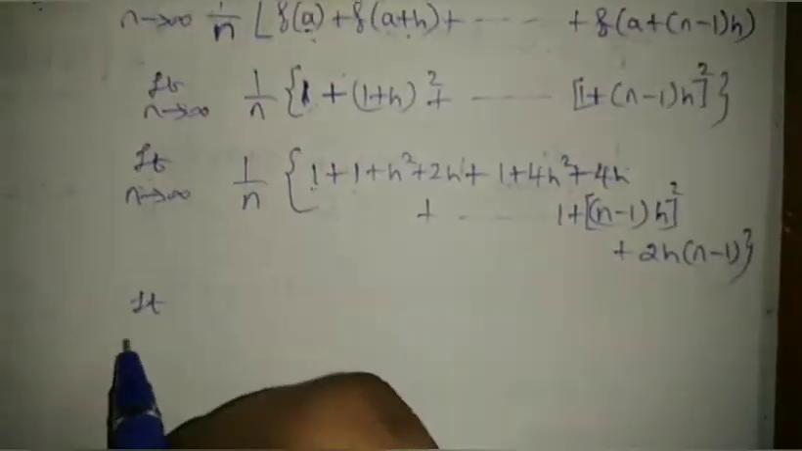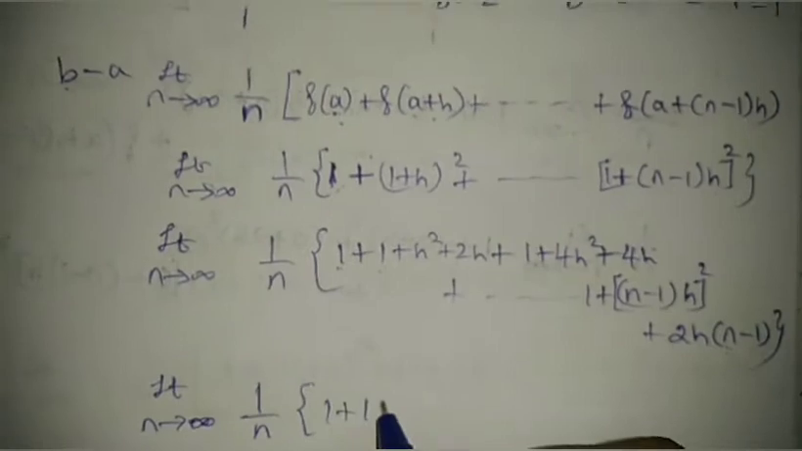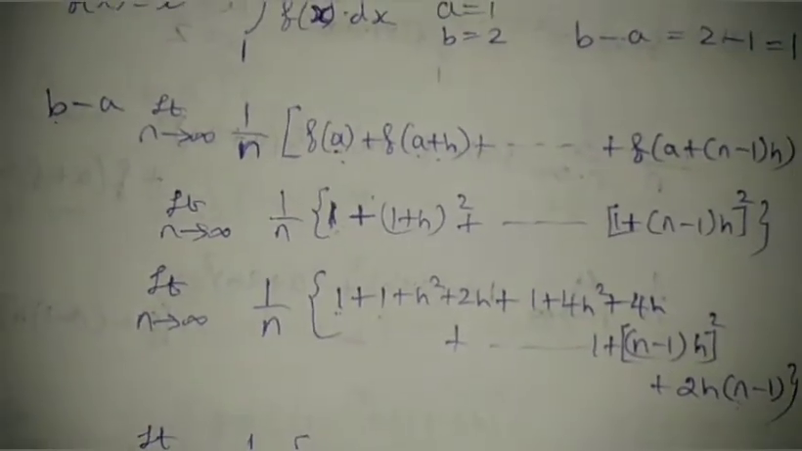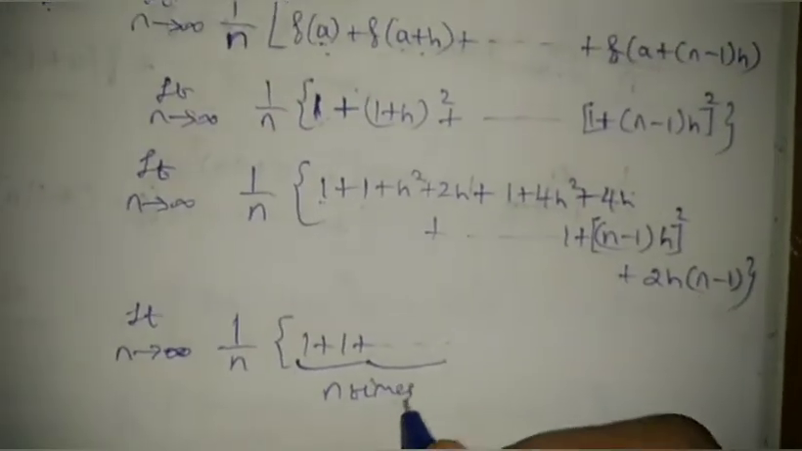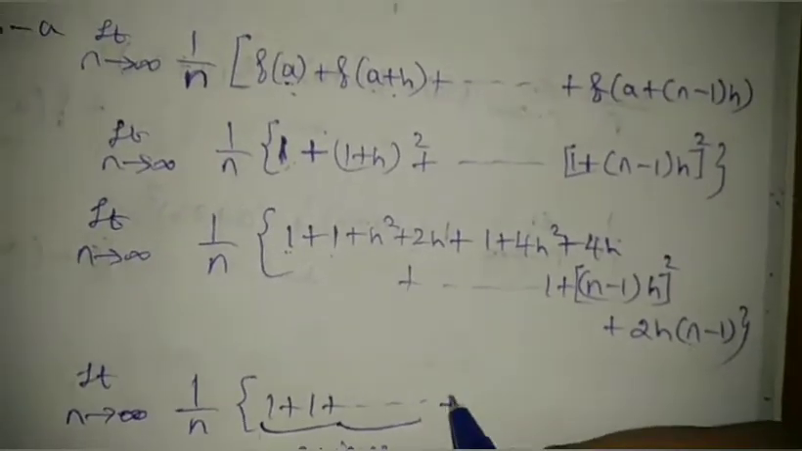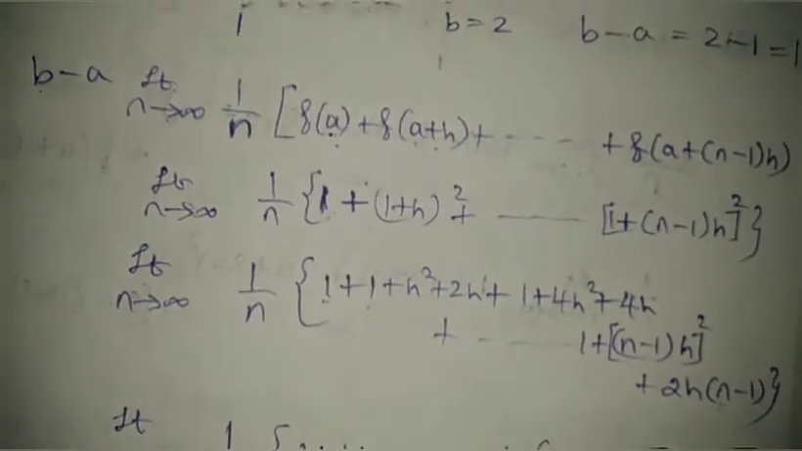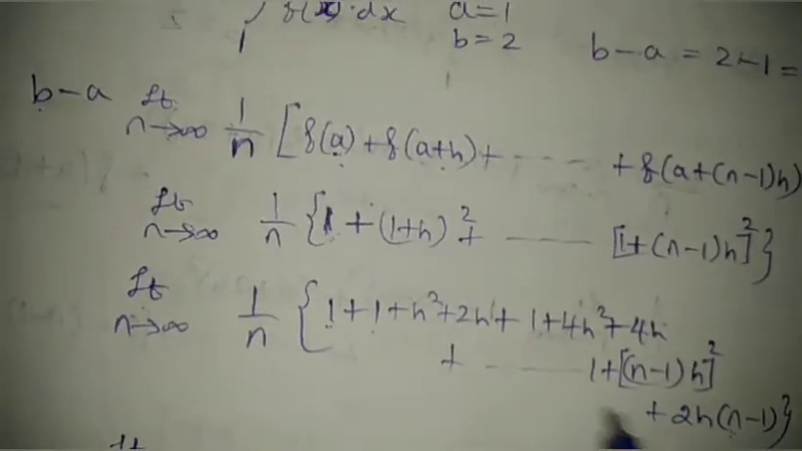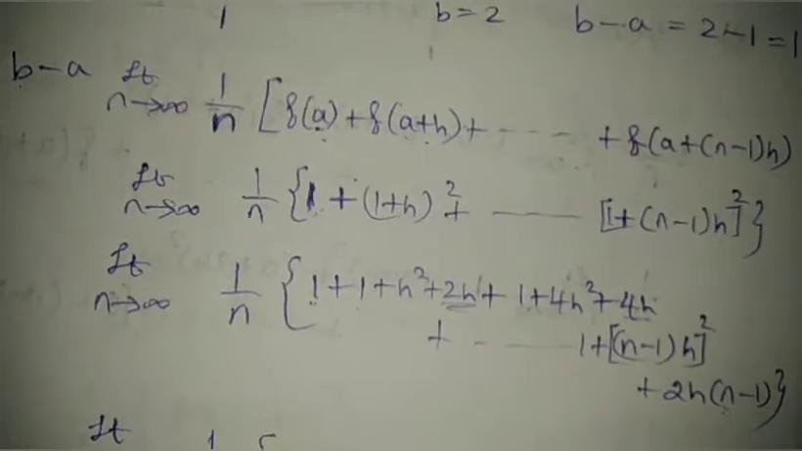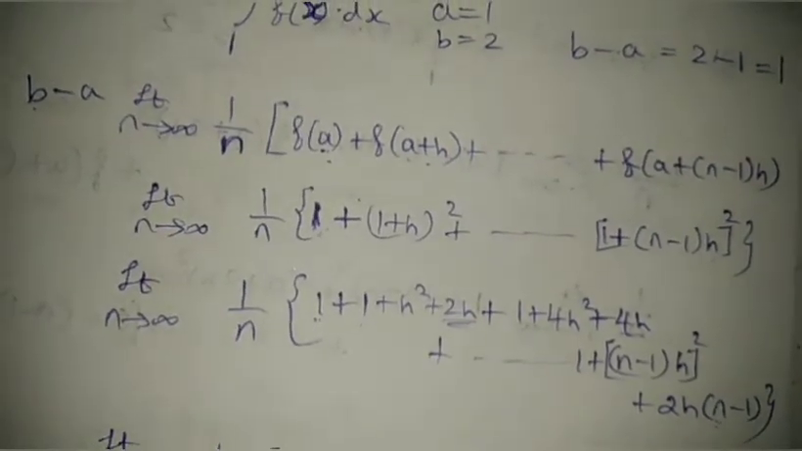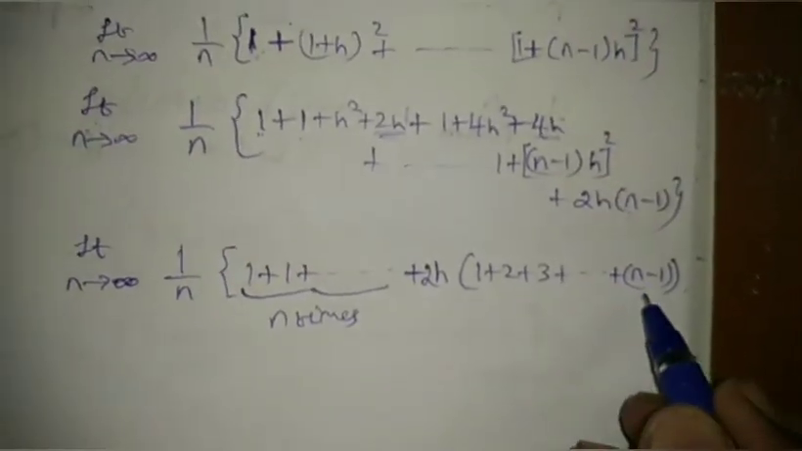Understood? So limit n tends to infinity, 1 by n, 1 plus 1 plus, and so on. This is repeated how many times? n times, correct? Now this is easy to understand. The next is the h terms. If you take h common, you can take 2h also common. It will be 1, from here 1, then from here 2, then again 3, and so on up to n minus 1. Simply this is an AP, correct? AP with common difference 1, and the last term is n minus 1, correct?